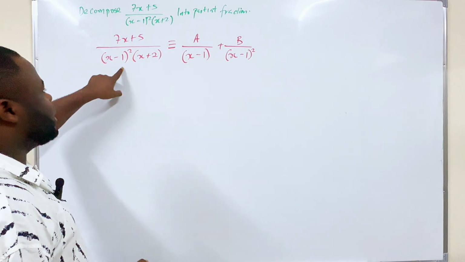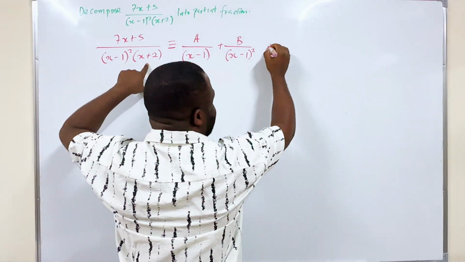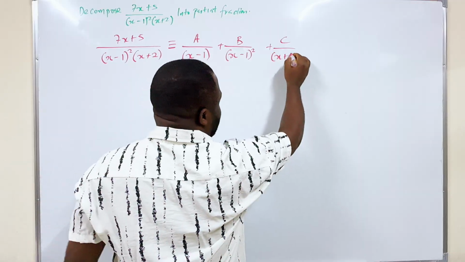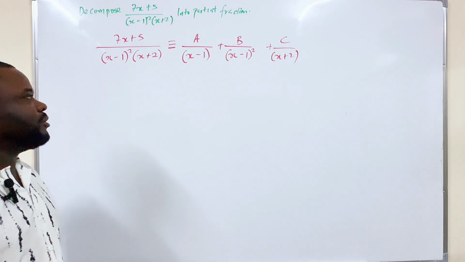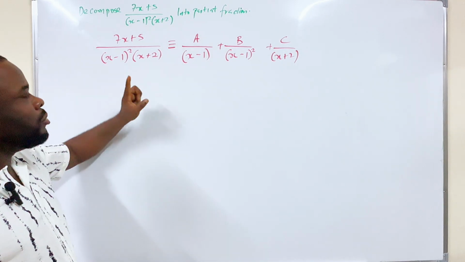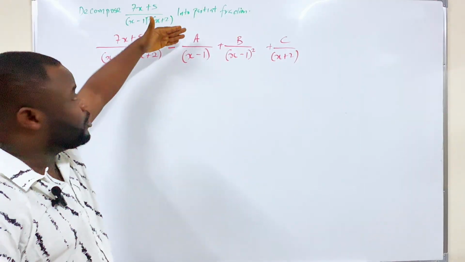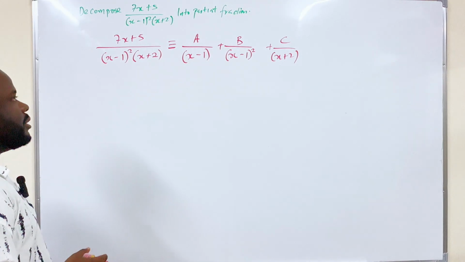So we are done with this repeatable factor. So we now go to this. We now say plus C over (x + 2). So that is how you start your partial fraction, okay? And in my video, go and watch why we did this, why we are putting these constants, because we need to know the constants that are going to be part of this fraction that we are decomposing.